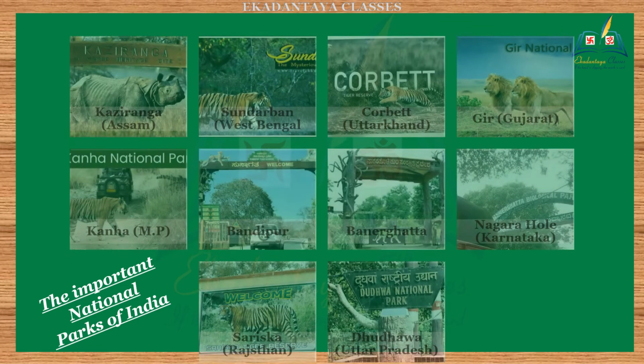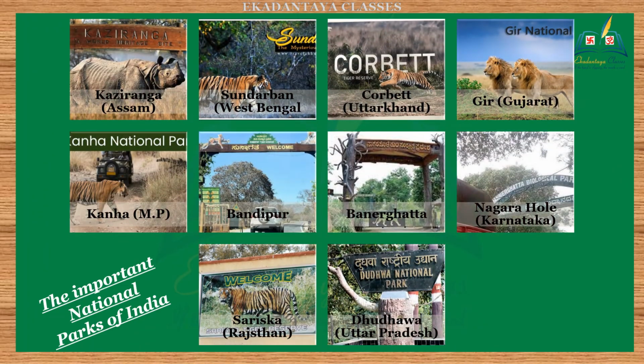Some important national parks of India are Kaziranga in Assam, Sundarban in West Bengal, Corbett in Uttarakhand, Gir in Gujarat, Kanha in M.P., Bandipur in Karnataka, Bannerghatta in Karnataka and Nagarhole in Karnataka, Sariska in Rajasthan, Dudhwa in Uttar Pradesh, etc.